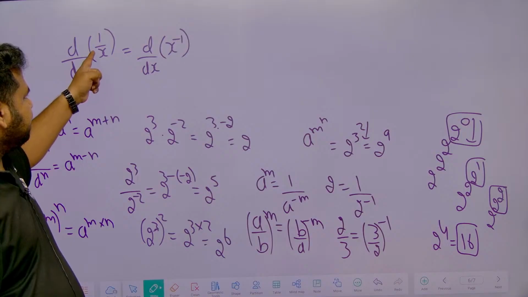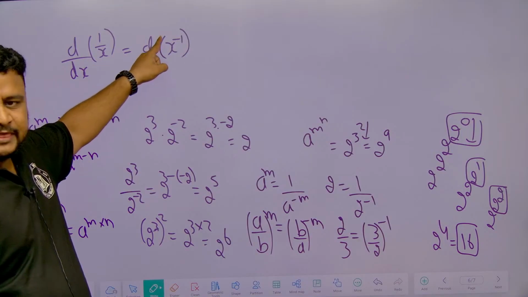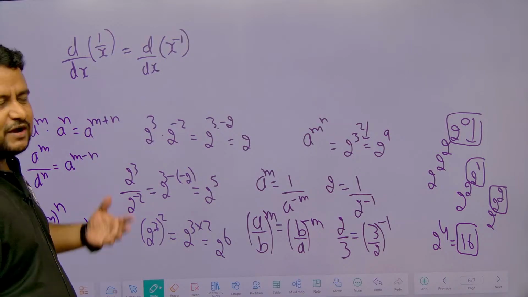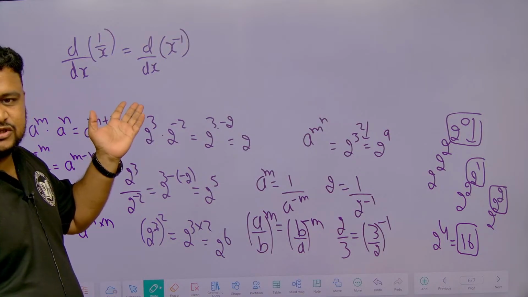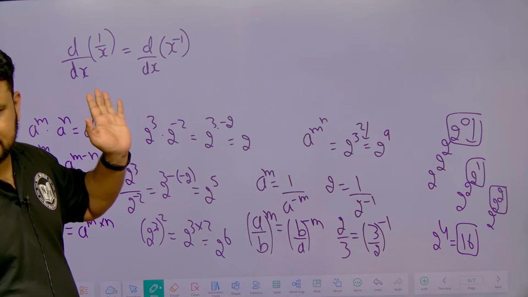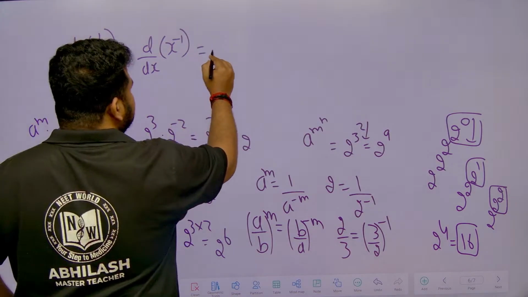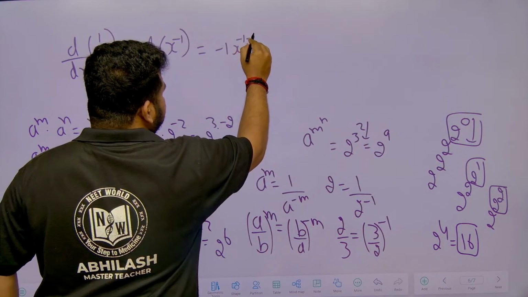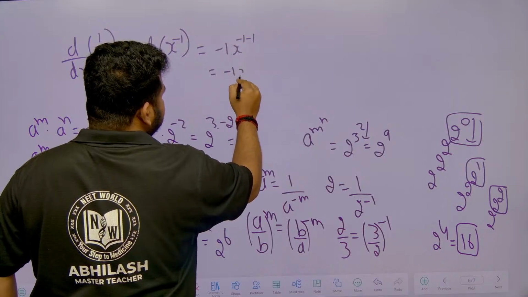Okay, d by dx of 1 by x, it will become what? D by dx of x to the power of minus 1. If I apply the formula, what is that formula? The derivative of x to the power of n is equal to n times x to the power of n minus 1. If I apply this, this will become minus 1 into x to the power of minus 1 minus 1. This will become minus 1 x to the power of minus 2.